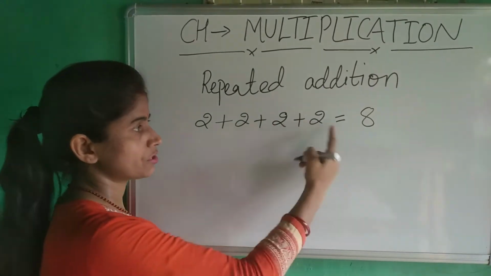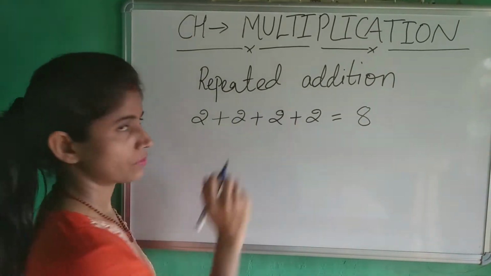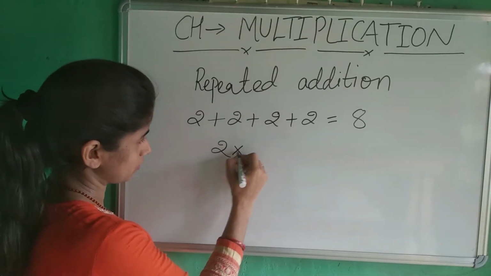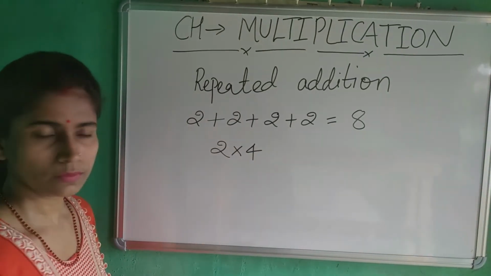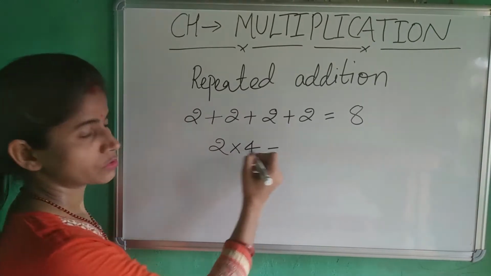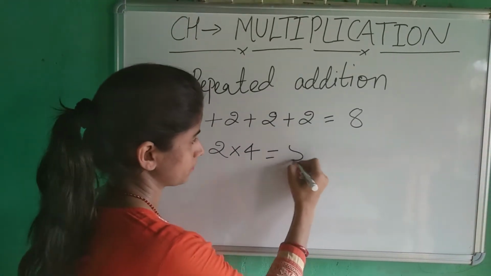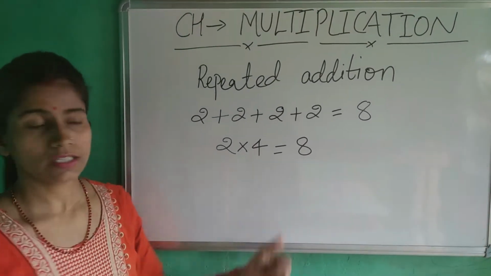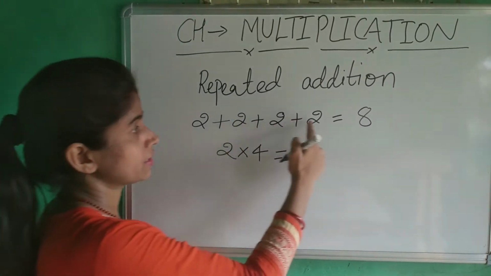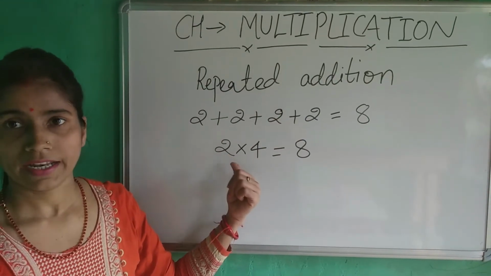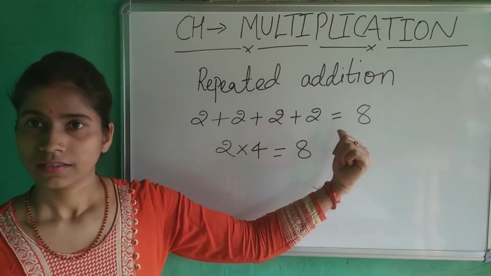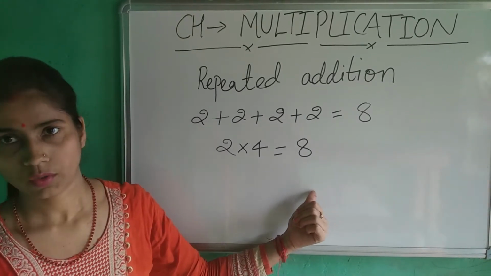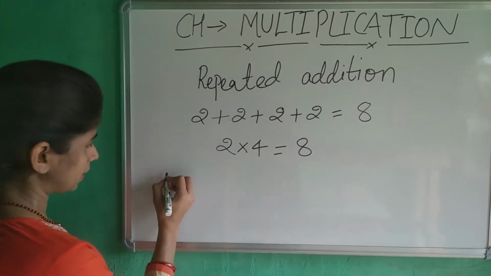So how will you do it in a different way? How many times is 2 repeating? 1, 2, 3, 4. 4 times 2 is repeating. So you can do like this also: 4 multiplied by 2. What will you get? 4 2s are 8. So you can say that multiplication is nothing but repeated addition. When addends are repeating, then you can do the addition like this.